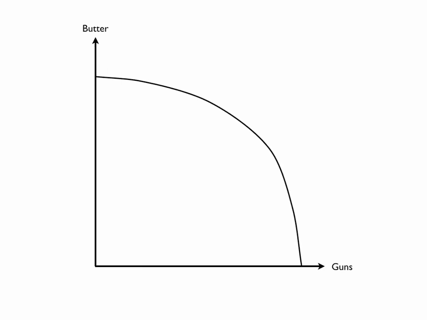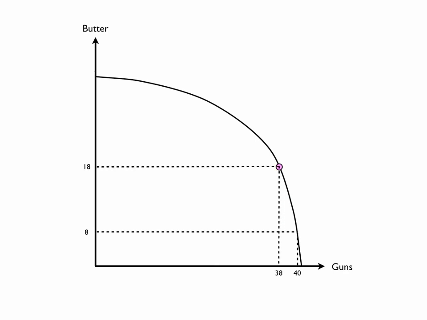So if that's the case, then what our production possibilities curve is going to look like is more like this. It's going to be concave to the origin. And so we can start with this point here. We're going to start with 8 units of butter, 40 units of guns. And now if we want to increase our consumption of butter, we can increase by 10 units, but look, we only give up 2 units of guns.